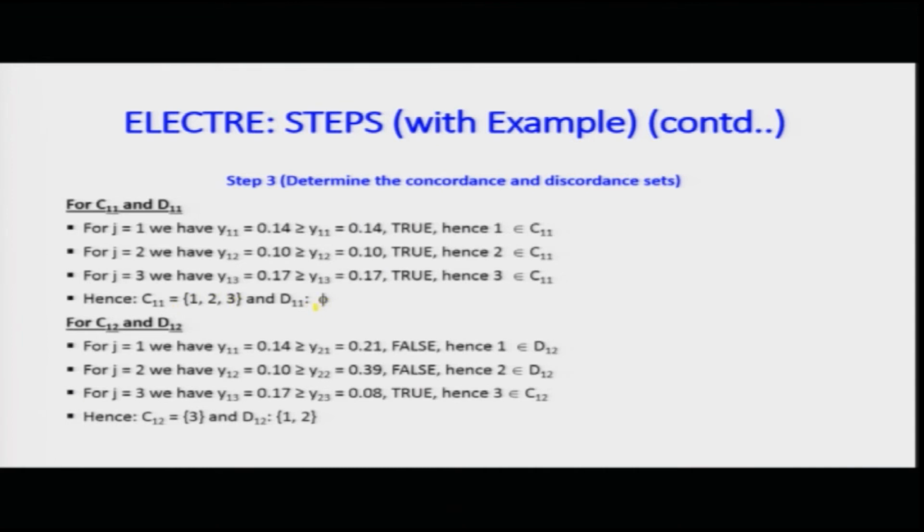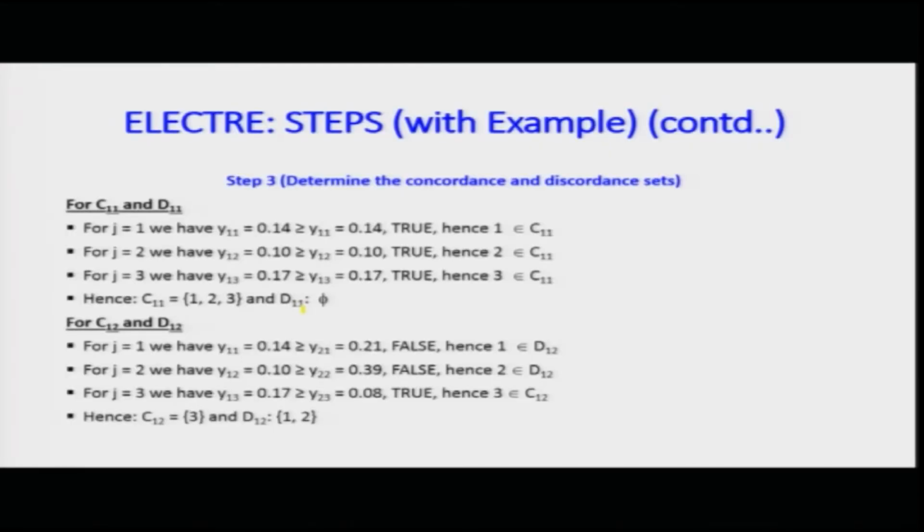So, when I am comparing them with themselves, I will have all in the concordance set. If you remember, in the principal diagonal of the AHP all were 1, that means I am comparing first to first, second to second, third to third. So obviously the score would be 1, that is why it is in the concordance set. This is just a similarity I am trying to draw between AHP and ELECTRE. Now, come to C12 and D12.